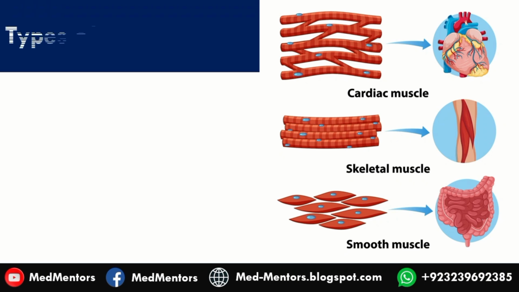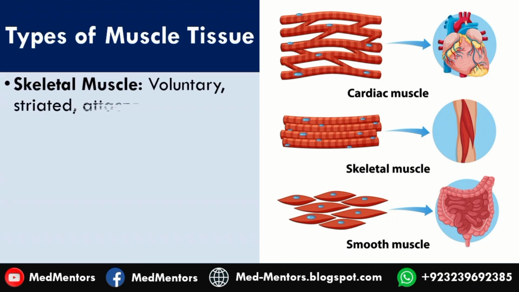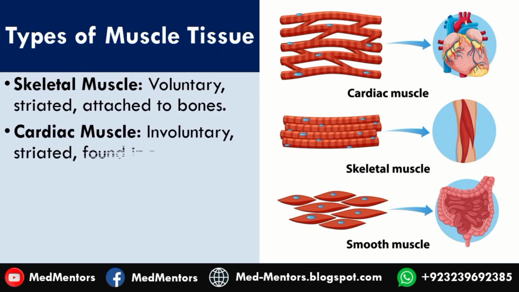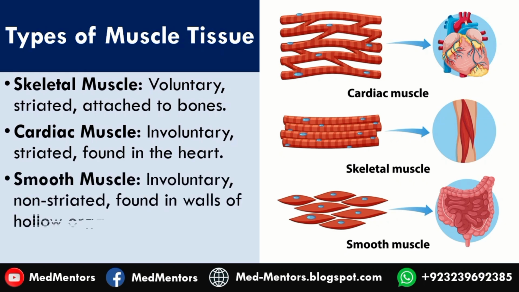Types of muscular tissue. Number 1. Skeletal muscle. Skeletal muscle is voluntary, striated, and attached to bones. Cardiac muscle is involuntary, striated, and found only in the heart. And smooth muscle. Smooth muscle is involuntary, non-striated, and located in the walls of hollow organs.